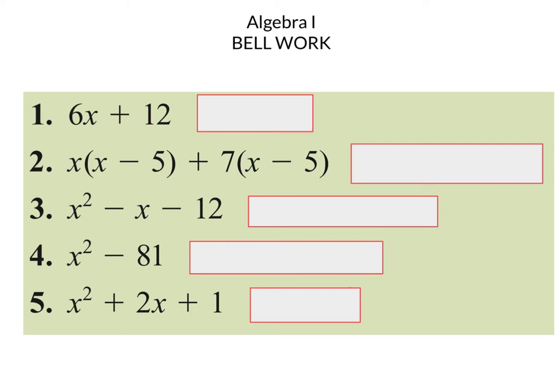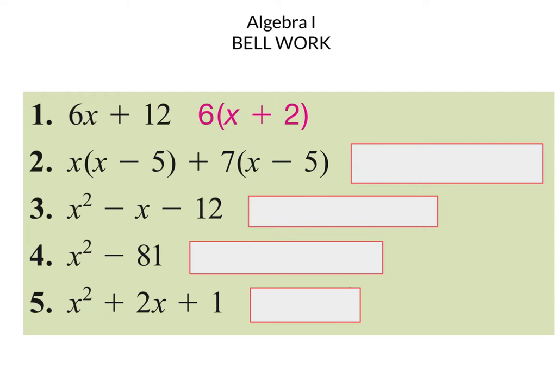All right, for the first one, you always look for a common factor. What's your common factor here? 6. Once you take it out, you don't have perfect squares. You just have x plus 2, so you are done. And so your answer should have been 6 times x plus 2.